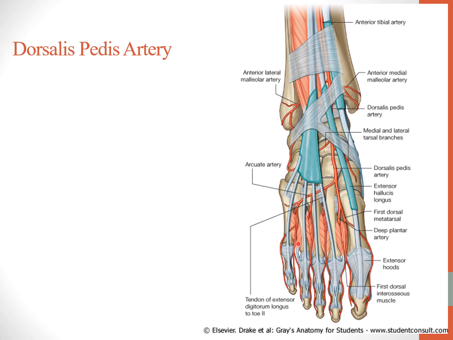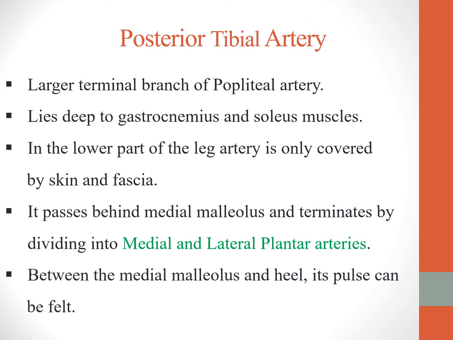You can see, and also there is an artery which is known as the first dorsal metatarsal artery. These are the branches from the dorsalis pedis: lateral tarsal, first dorsal metatarsal, and arcuate. And the arcuate ultimately gives metatarsal branches. So the metatarsal branches will move forward and supply the tarsal region as well as the digits.